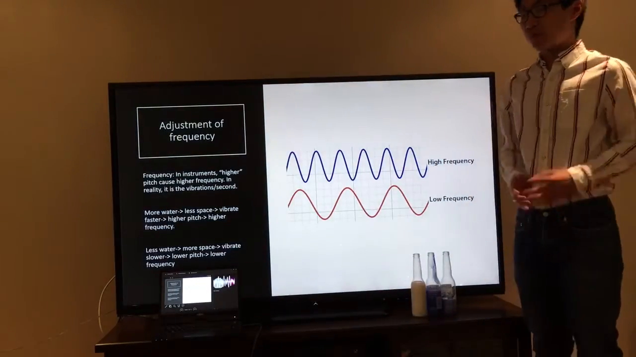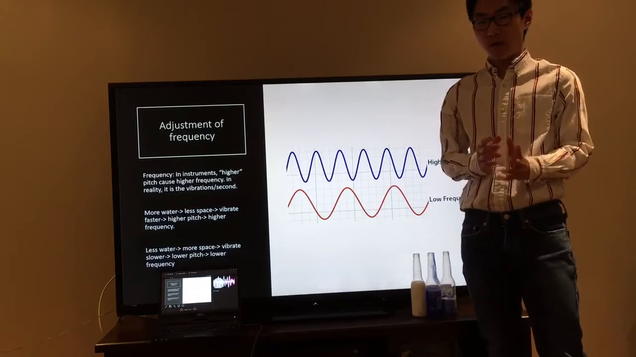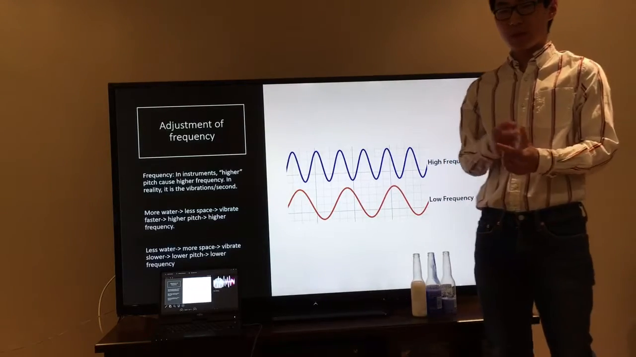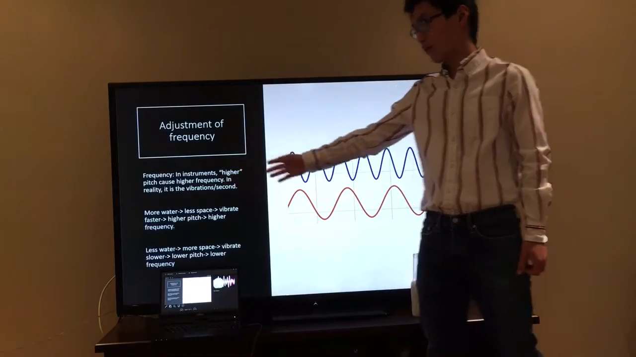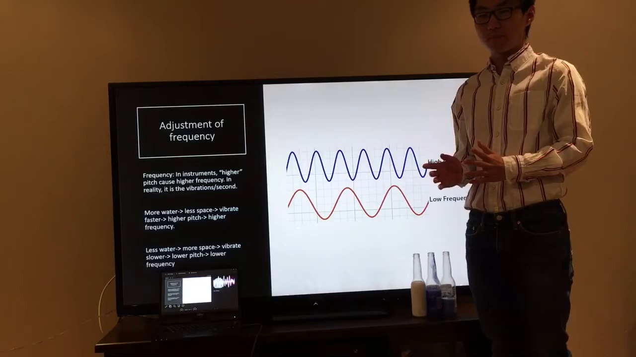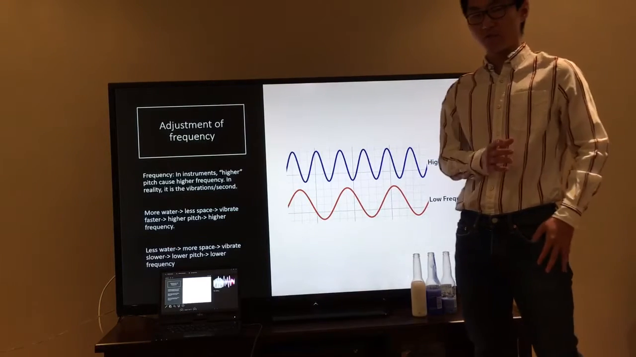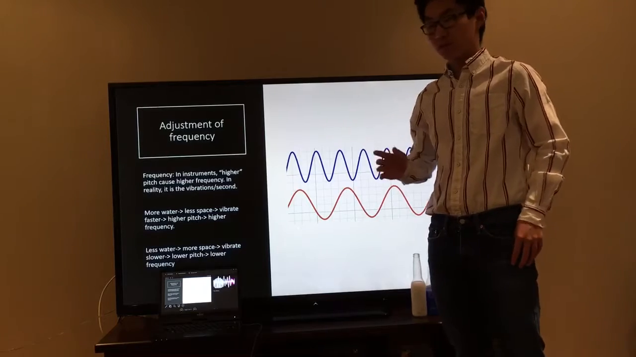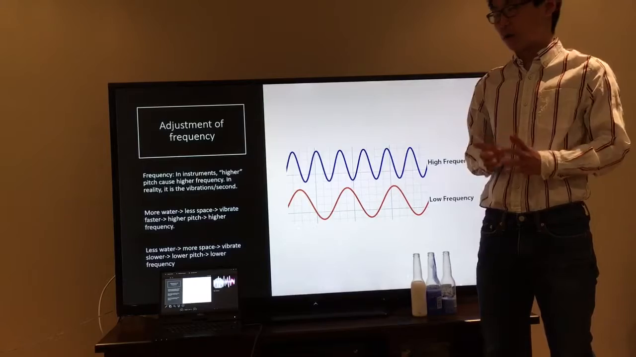Now, the adjustment of frequency. Right off the bat, we have to characterize and define what frequency is. In instruments and in music, we state that the higher the pitch, the higher the frequency, and that's how instruments and musicians define it. However, as a physicist, and in reality, we know that frequency is characterized as vibrations per second, with the SI unit of hertz.